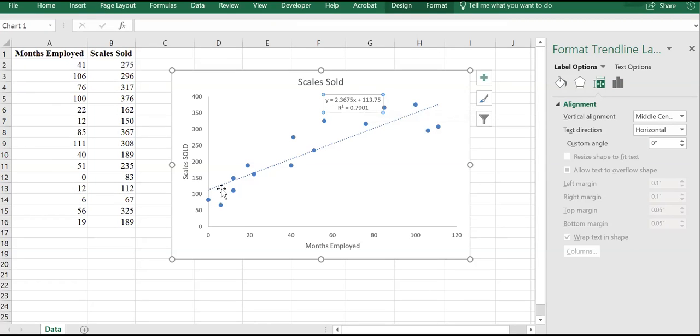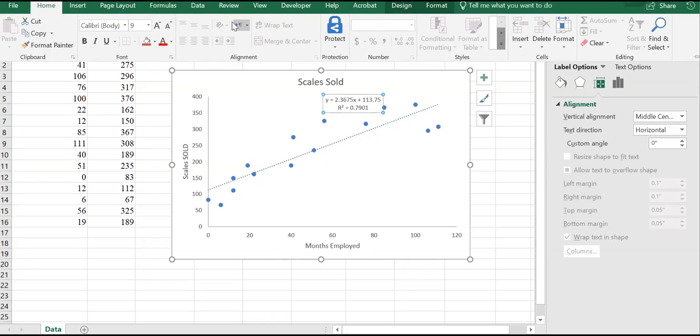The slope is positive. And of course, I can see here that there is a positive relationship between the experience and sales performance. The R squared, which shows the strength of the relationship, is pretty large, 79%. So that's great. Let me just make it a little bigger. All right, so that's the linear equation.